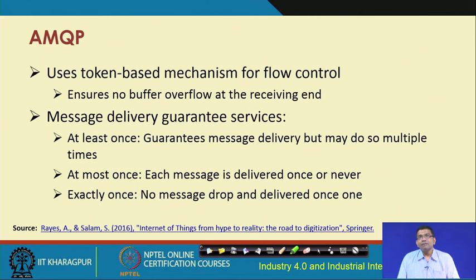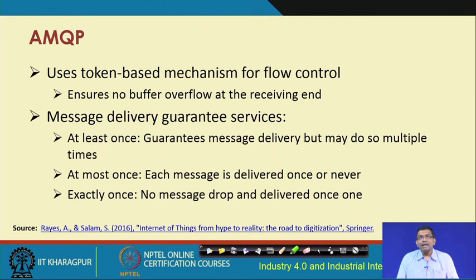It uses a token based mechanism for flow control, which ensures that there is no buffer overflow at the receiving end. So, flow control is all about that, and AMQP uses a token based mechanism, the details of which I am not going through, but at a very high level this is the kind of feature that is there with AMQP to ensure that there is minimal buffer overflow at the receiving end and the flow control is preserved.